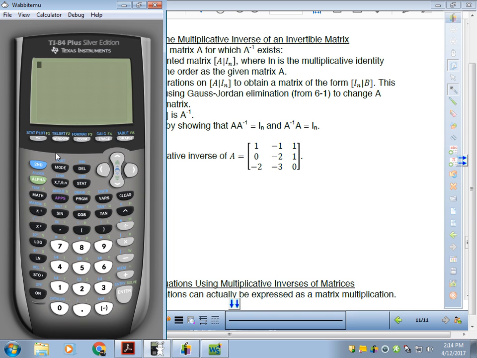Okay, so I'll quit out. I'll go back to my matrix menu. I'm going to pick matrix A. And then after I pick it, I'm going to hit this little button that has an X to the negative 1 on it. And see, that puts a little negative 1 up above it. So now this is saying take A and do the inverse. And so when I hit enter, there is my inverse matrix.